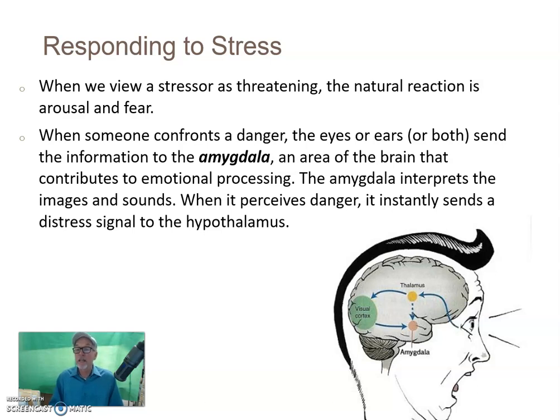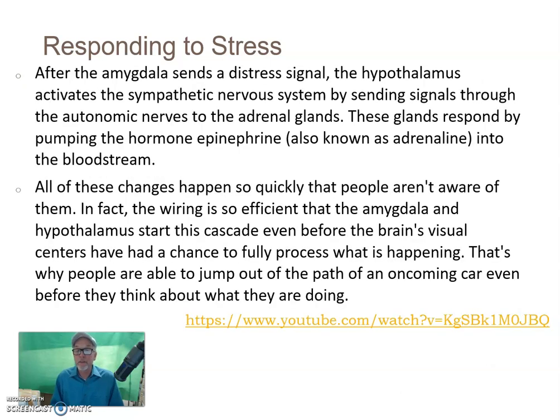When someone confronts a danger, the eyes or ears, or usually both, send the information to the brain's amygdala. And that's an area that contributes to emotional processing. The amygdala interprets the images and sounds, and when it perceives danger, it instantly sends a distress signal to the hypothalamus. After the amygdala sends a distress signal, the hypothalamus activates the sympathetic nervous system by sending signals to the autonomic nerves to the adrenal glands. These glands respond by pumping the hormone epinephrine into the bloodstream. All of these changes happen so quickly that people aren't even aware of them sometimes.